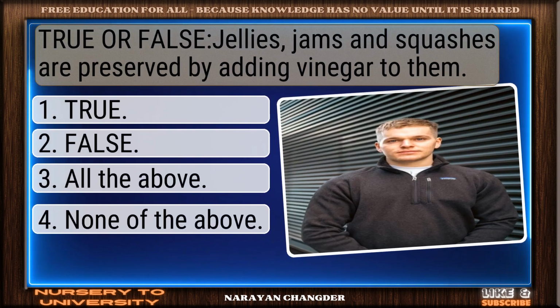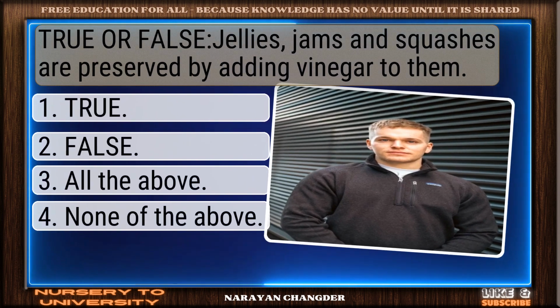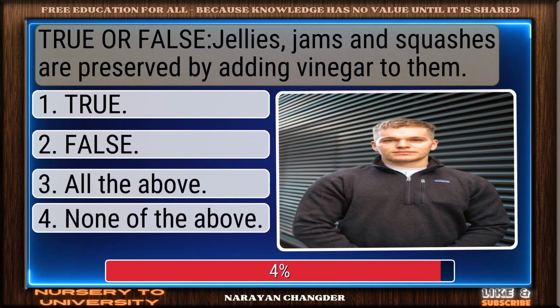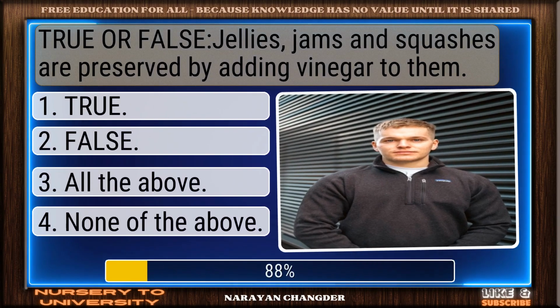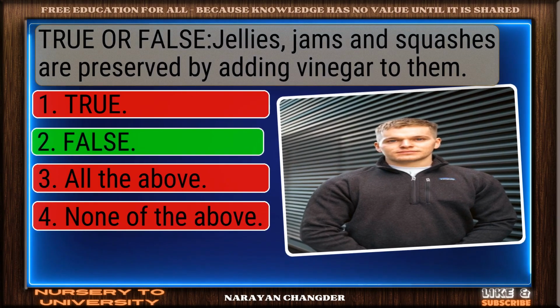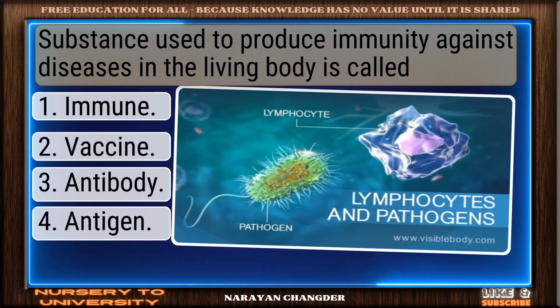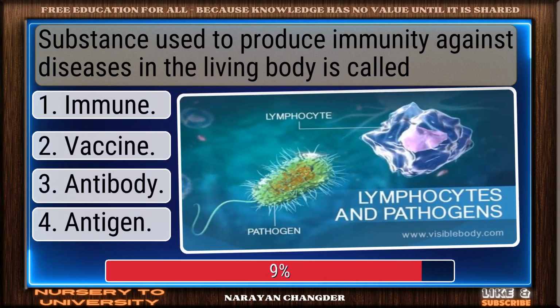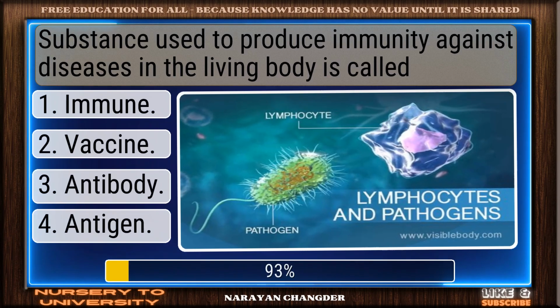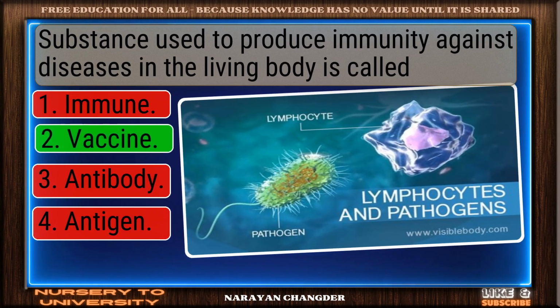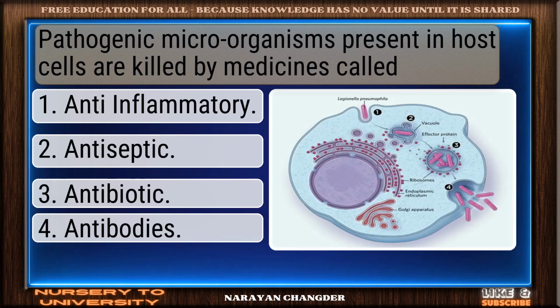True or false? Jellies, jams and squashes are preserved by adding vinegar to them. Right choice. False is the best answer. Substance used to produce immunity against diseases in the living body is called dash. Nice work. You chose vaccine and it is correct.